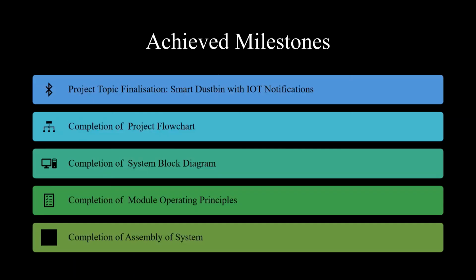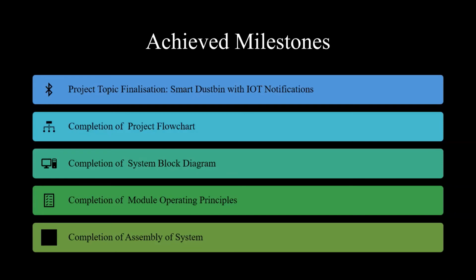So now I'll move on to some of the milestones we have achieved recently. Firstly, our project topic finalization was a big first step, where we decided to go ahead with this project based on how we would implement it and what modules we would use. Apart from that, we completed our project flowchart about how the system would run and how the project would go on.